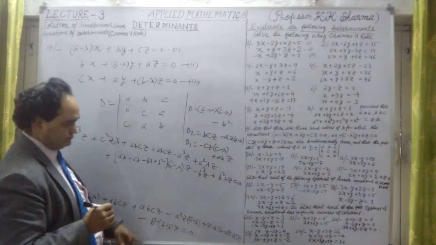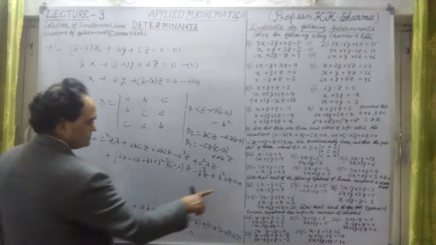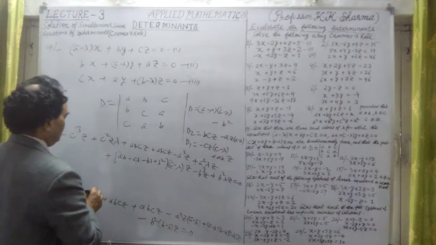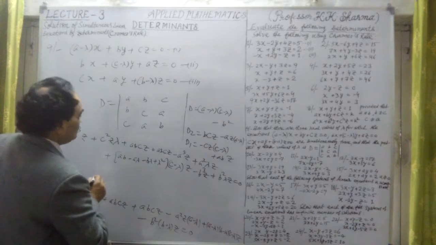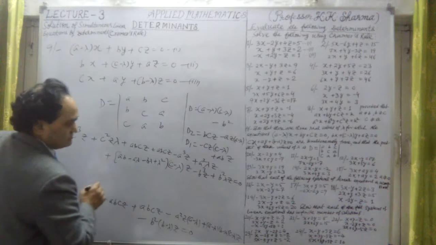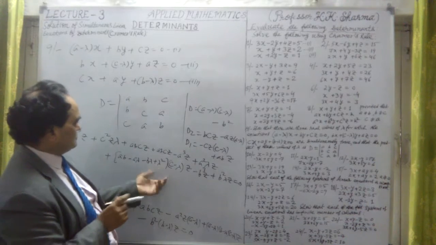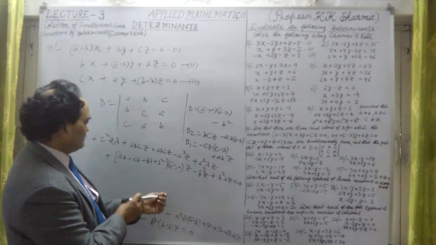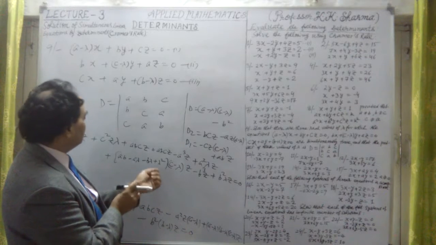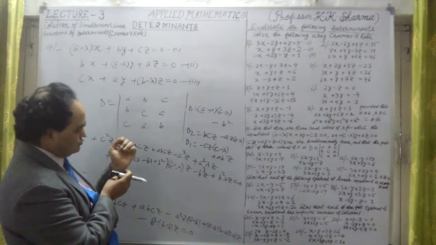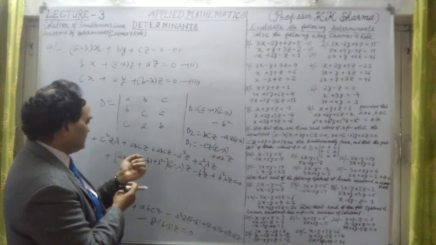What is this? B square lambda into z, this value must be equal to 0, which means d is 0. For that, the value of lambda will be in terms of z in this case. So from there also we calculate the value of lambda.